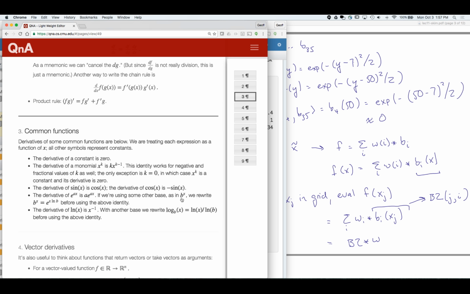And you can use that, by the way, to get the derivative of an exponential in base b by rewriting b to the x as e to the x times log b before using this identity. And then the derivative of log x is 1 over x. And again, you can rewrite to handle a different base.